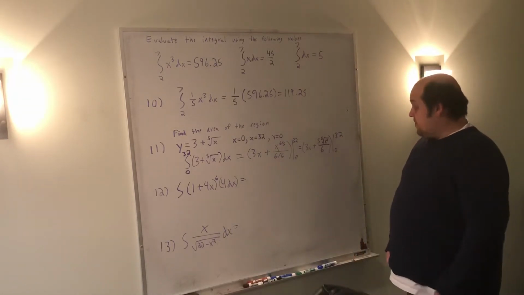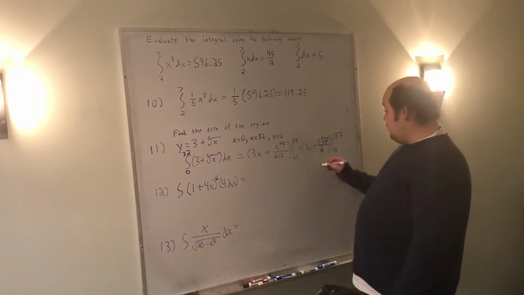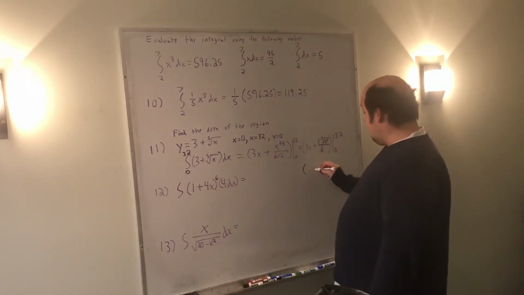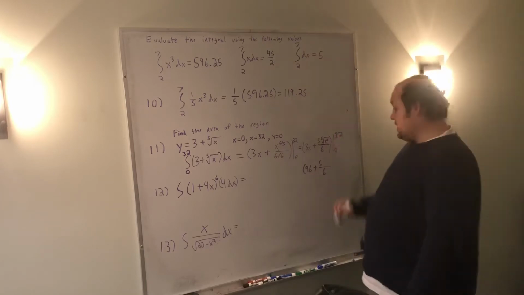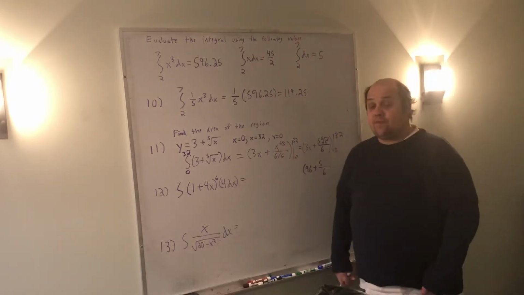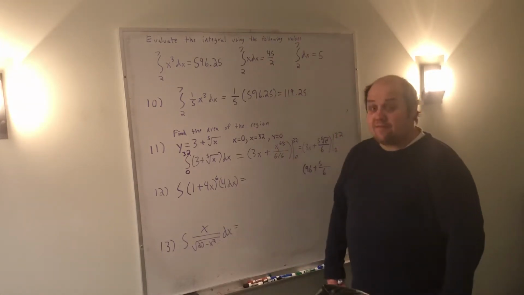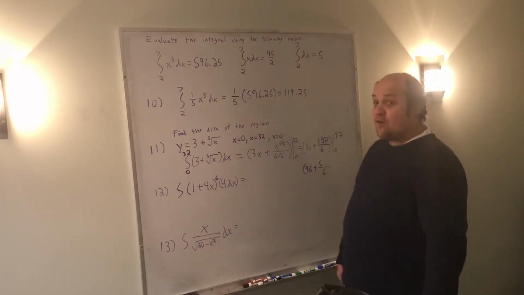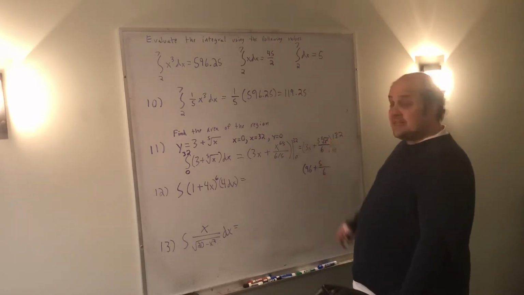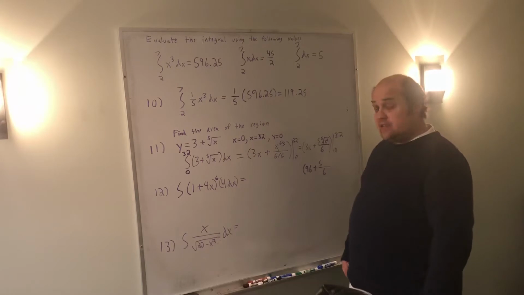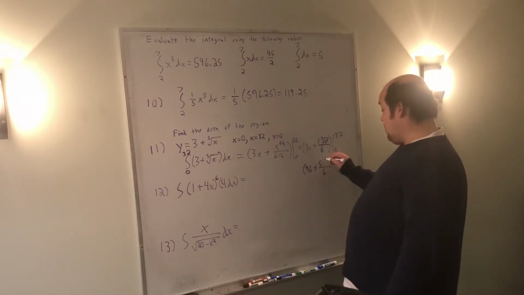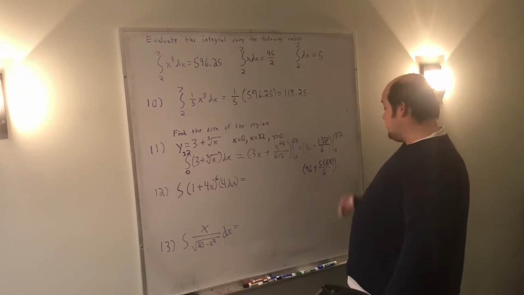So first thing I'm going to do is put in 32. When I put in 32, I'm going to get 3 times 32, or 96, plus 5 times the 5th root of 32 to the 6th. The 5th root of 32 is going to give me the value 2. After I take that 2 to the 6th power, it gets me back to 64. That's why this becomes 5 times 64 over 6.